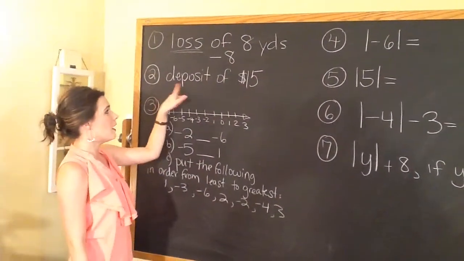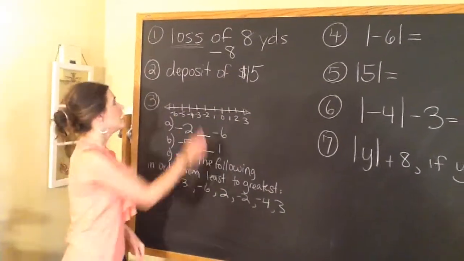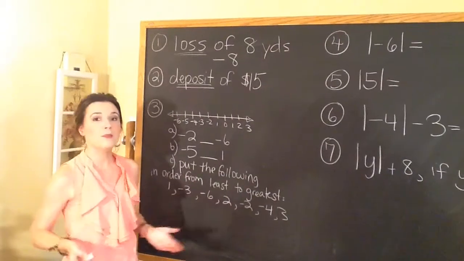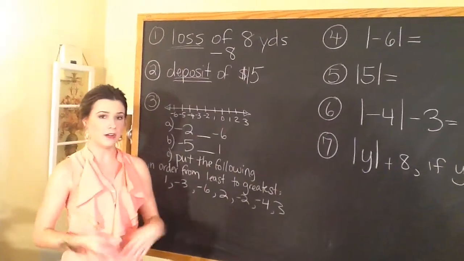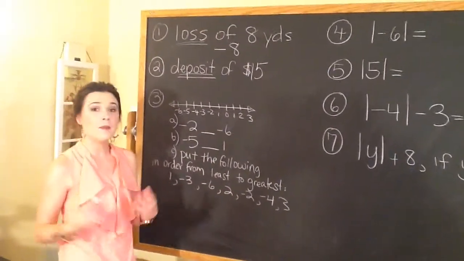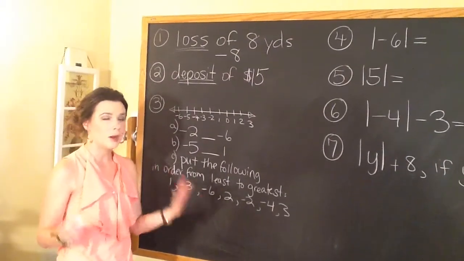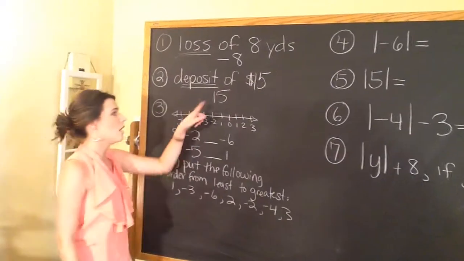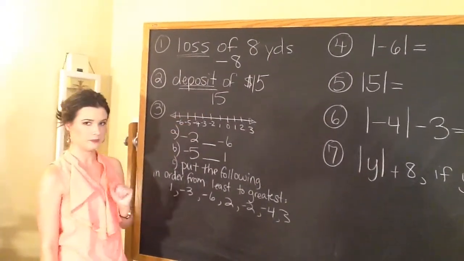The next one, deposit of $15. Deposit. When your parents deposit money in the bank, they are putting money into the bank, so their bank account is growing. So we are doing a positive operation. So we are going to be adding $15, or have a positive 15.